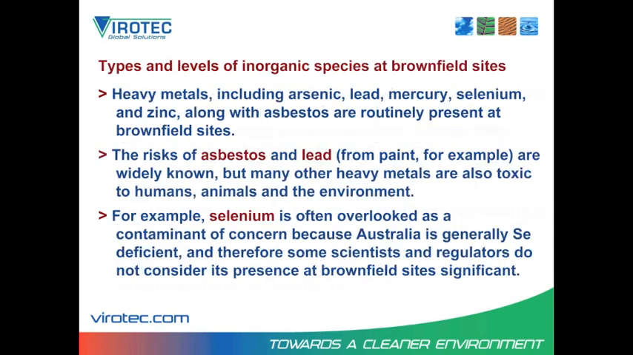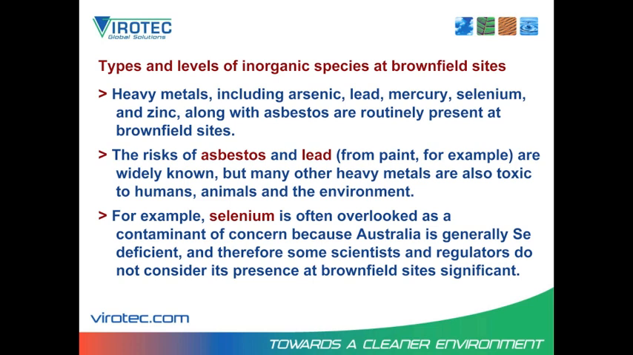So some of the types and levels of inorganic species at brownfield sites: typically we're talking about heavy metals including arsenic, which is a metalloid, lead, mercury, selenium and zinc, along with asbestos, which are routinely present. The risks of asbestos and lead are very well known and well documented, but many other heavy metals are also toxic to humans, animals and the environment.